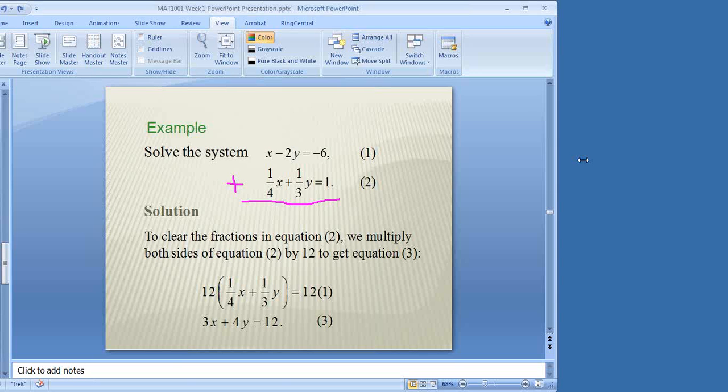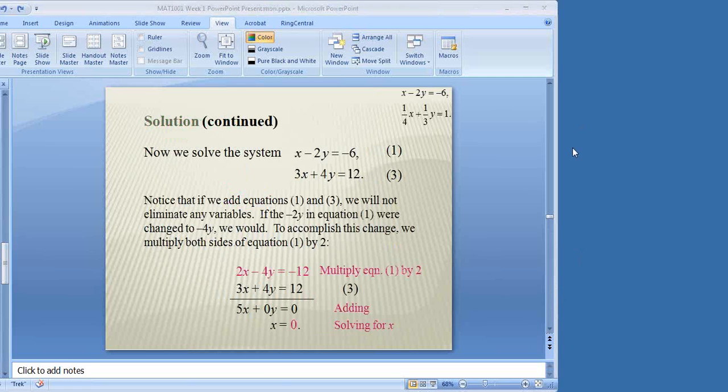Those denominators cancel, and I end up with 3x plus, well, 12 times a third is 4, 3x plus 4y equals 12. Remember, I've got to multiply 12 by that 1. I've got to multiply 12 by each and every term. And when I do, I have this new equation, 3x plus 4y equals 12, which is much easier to work with. So I'm going to use that for my system.